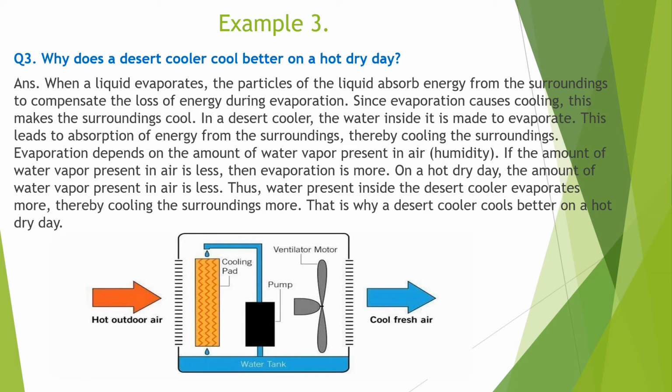When the humidity is more, the evaporation rate will be less, and here humidity is less, so that's why evaporation is more. So on a hot dry day, the amount of water vapor present in air is less, so the water present inside the desert cooler evaporates more, thereby cooling the surroundings more. So that is why a desert cooler cools better on a hot dry day. I hope it's clear to you.